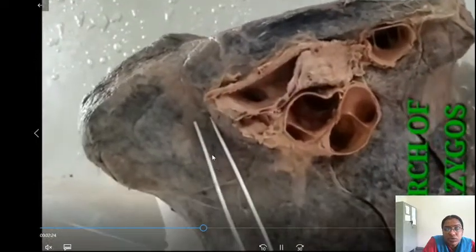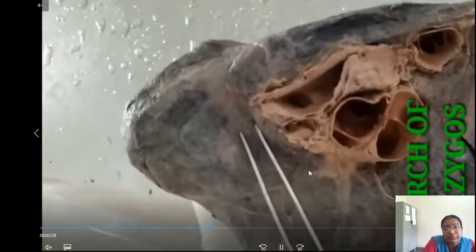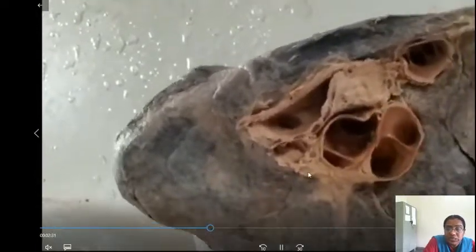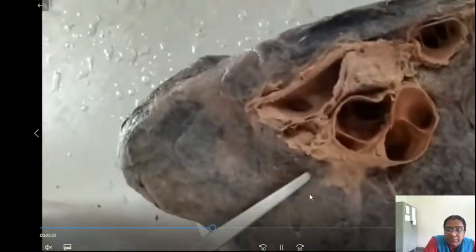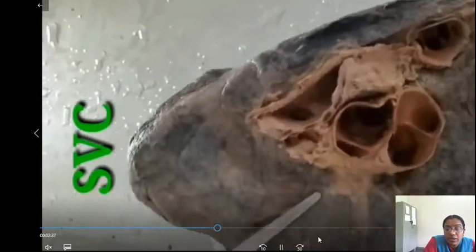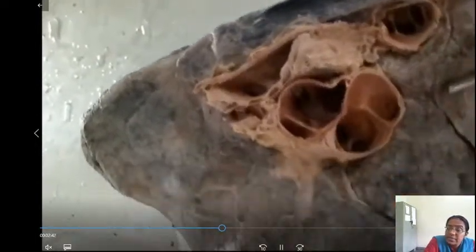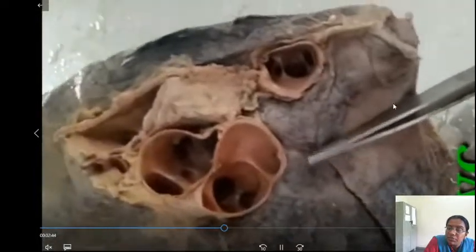We'll go back. Yes, so this is the impression for the arch of the azygos vein. After the arch of the azygos vein, the next impression at this part is the impression for the superior vena cava. So this is the impression for the superior vena cava. Next, this is the impression for the inferior vena cava.